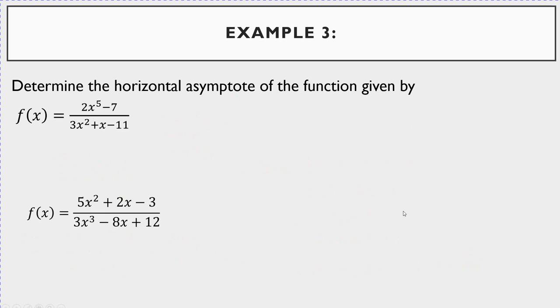All right, let's just do 2 more quick examples. Just so you can see here. All right, determine the horizontal asymptote of the function. So here, notice this one. The degree of this numerator is 5. The degree down here is squared. The degree of the numerator is higher. So this one here actually has no horizontal asymptote.